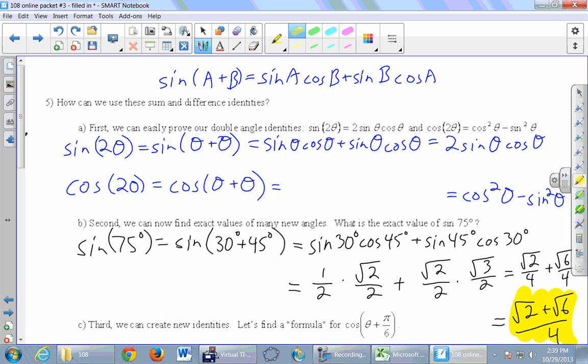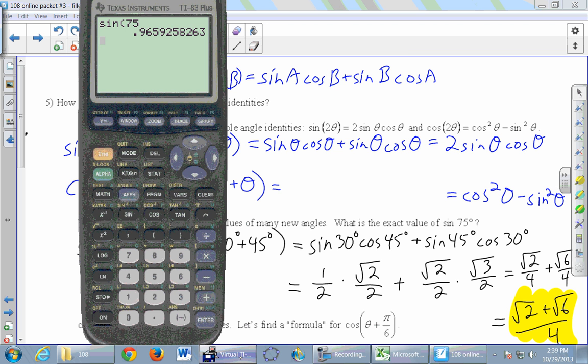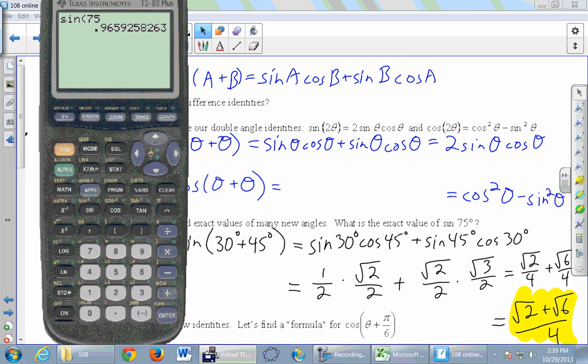Do you believe it? I don't know if I believe it, but I can type that in over here and see if we get something that looks good. Root 2 plus root 6 divided by 4. What are we hoping to get here? Well, if we did it right, we better get that decimal that's sitting right up above. And we do.